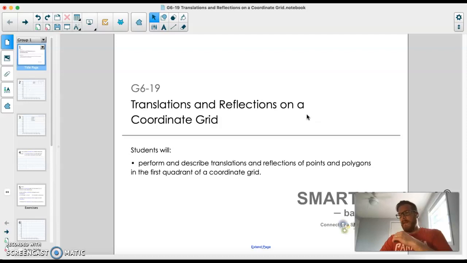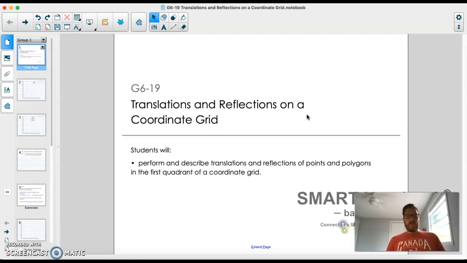And so this is a lot of stuff that we've been looking at the past few days. We should know how to do translations. We should know how to reflect things. And yesterday we learned a little bit about what a coordinate grid was. And so we're going to put that stuff together so that by the end of this we can confidently say we have achieved that learning target: I can perform and describe translations and reflections of points and polygons in the first quadrant of a coordinate grid.